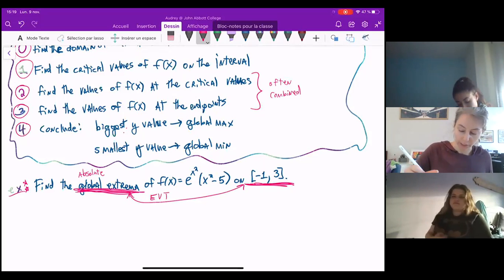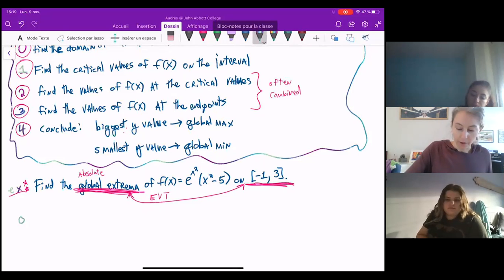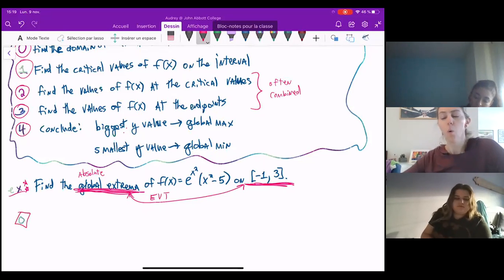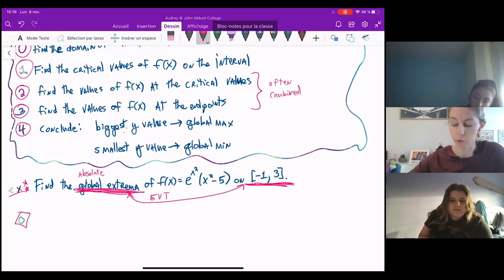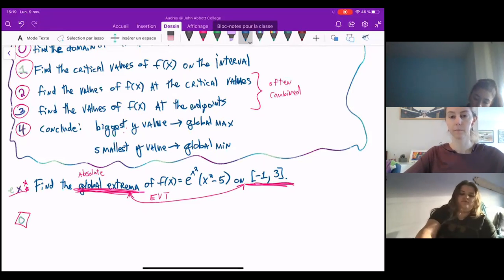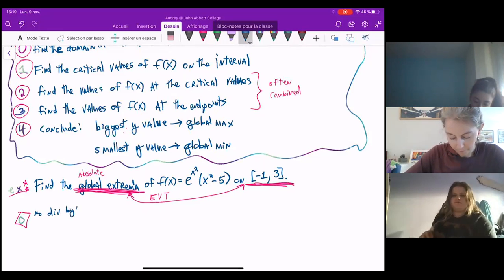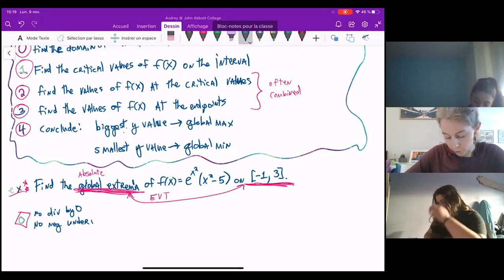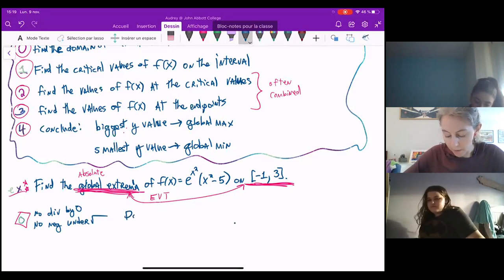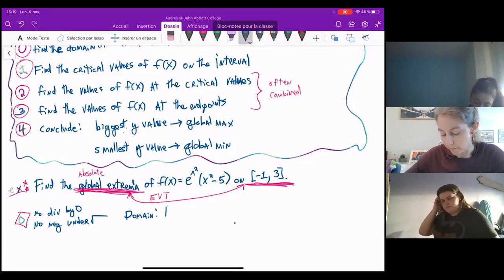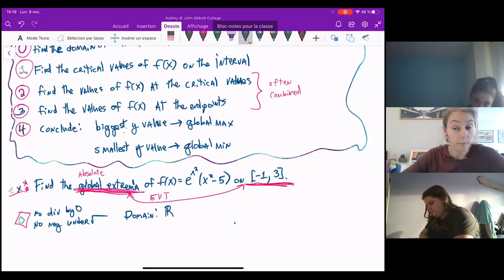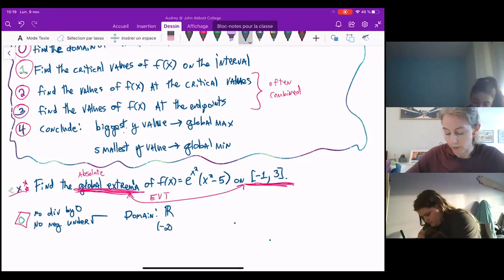So we're going to follow our first step, or our 0th step rather. Is there any division by 0 or negatives under a square root? Nope. No division by 0. No negatives under a square root. So this means the domain of this function, we don't have any problems, is just R. The real numbers, which you might also see written as negative infinity to infinity.